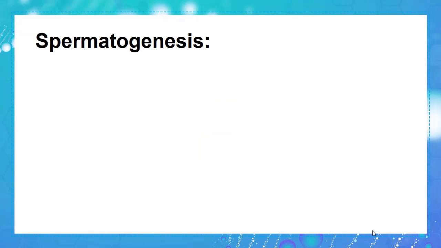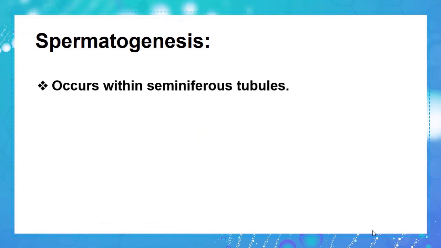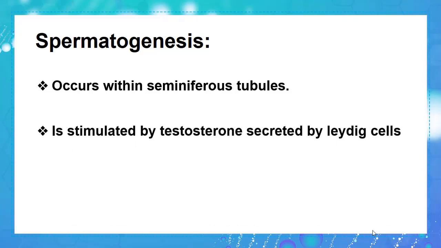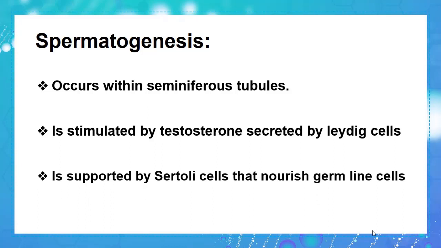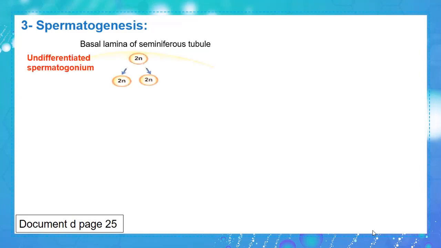Now that you know that spermatogenesis occurs in the seminiferous tubules and that it is stimulated by the testosterone secreted by the Leydig cells in between those tubules, and that Sertoli cells nourish the dividing cells during spermatogenesis, it is time to learn in detail about what happens during spermatogenesis. The process of spermatogenesis starts at the basal lamina of the seminiferous tubule, where undifferentiated spermatogonia are located.